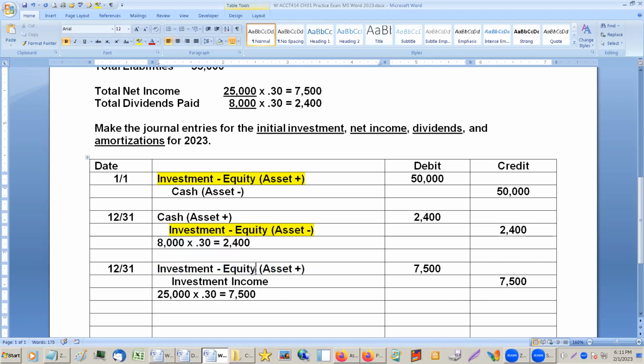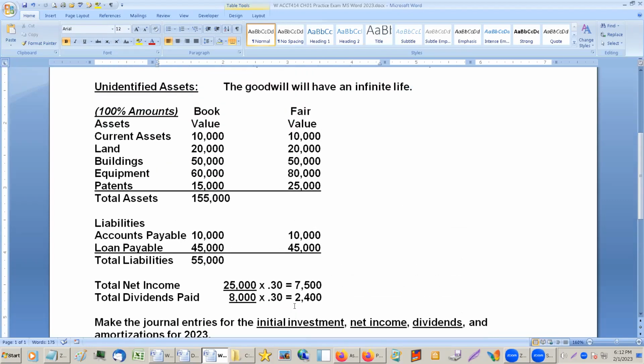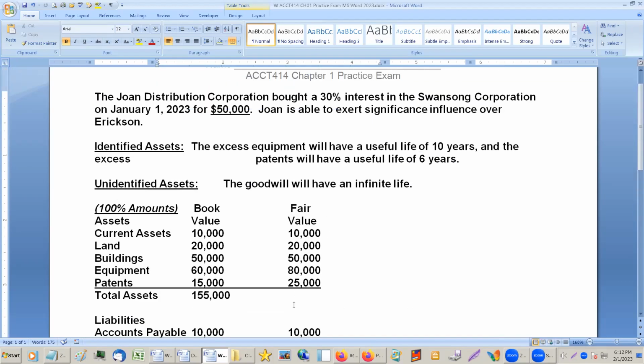Again, we have our equity account in there, or investment account. All right. Now, let's take a look here. Didn't add those up. So the fair value of the assets, down below, $185, I think. $185,000.